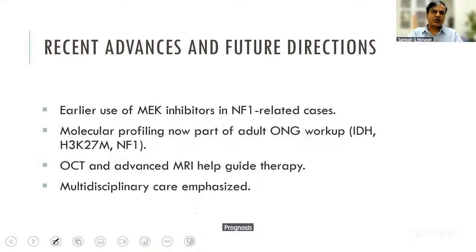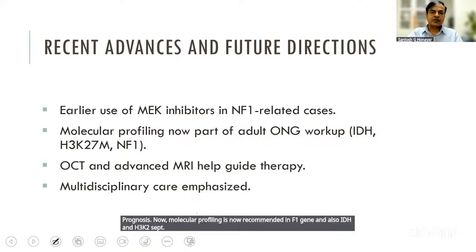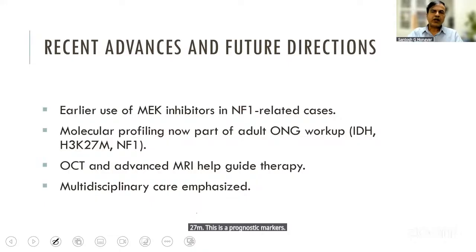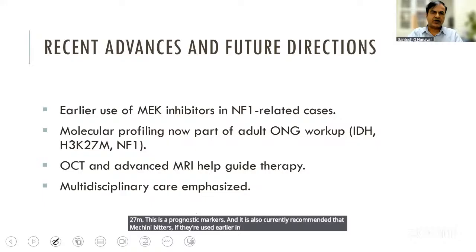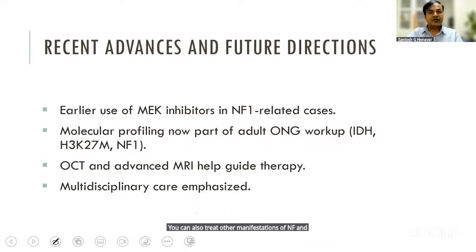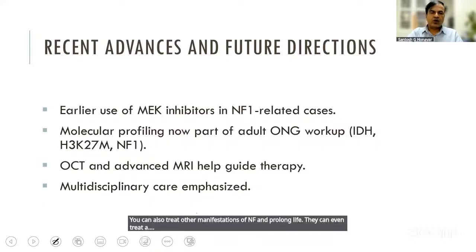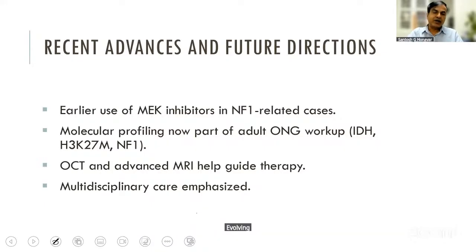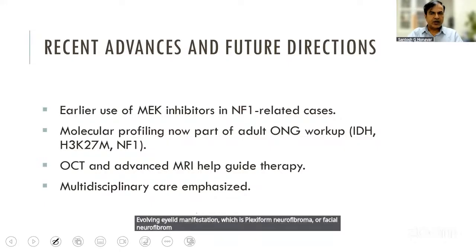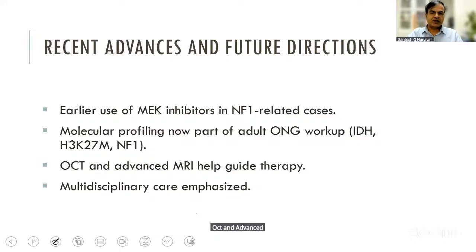Molecular profiling is now recommended for the NF1 gene and also IDH and H3K27M. These are prognostic markers. And it is also currently recommended that MEK inhibitors, if they're used earlier in NF1 related cases, can also treat other manifestations of NF and prolong life. They can even treat an evolving eyelid manifestation, which is plexiform neurofibroma or facial neurofibromatosis as well. OCT and advanced MRI help guide therapy, and of course, multidisciplinary care is emphasized.